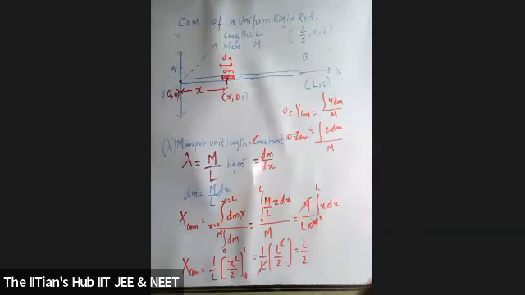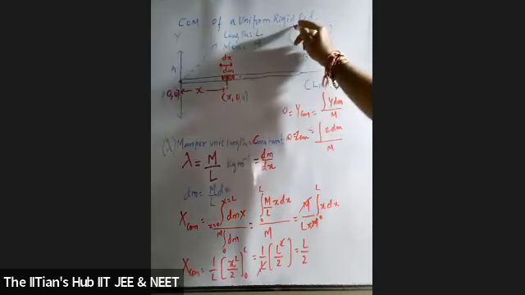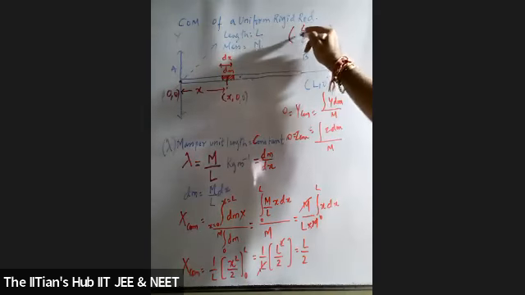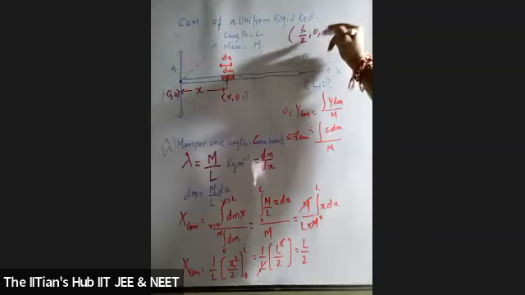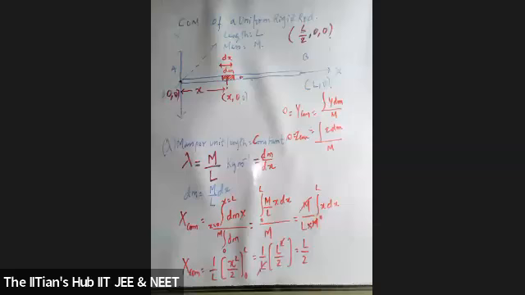So now can you tell me what exactly the center of mass of a uniform rigid rod of length L and mass M will be? L by 2, comma 0, comma 0. So can I say it's actually the midpoint of the rod? Are you getting this, students?